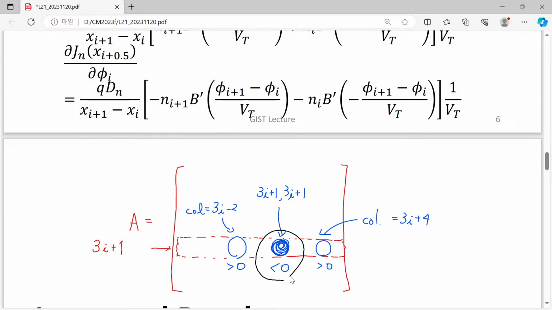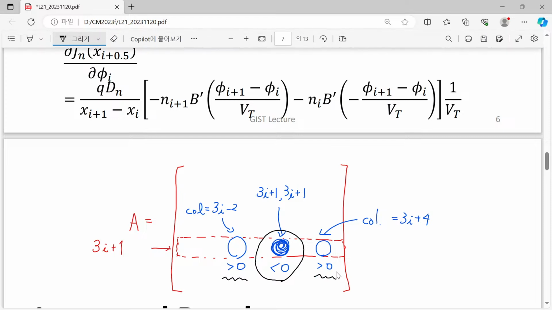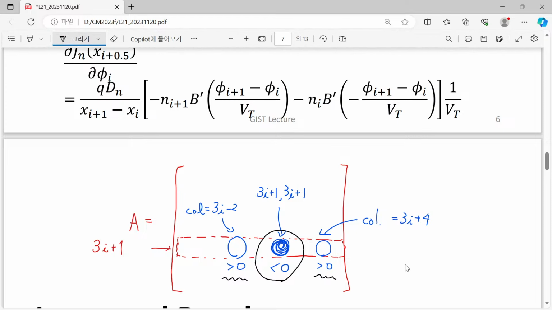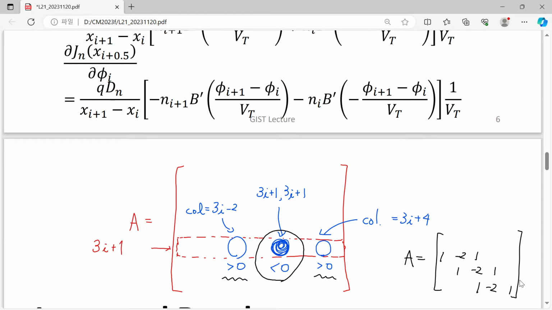The diagonal component has a certain sign, but the off-diagonal components have exactly the opposite signs. That is the important one. For example, if you have a certain matrix, let's say something like minus 2, 1, 1, minus 2, 1, 1, minus 2, 1, 1. You have seen it quite many times, and you can easily understand.